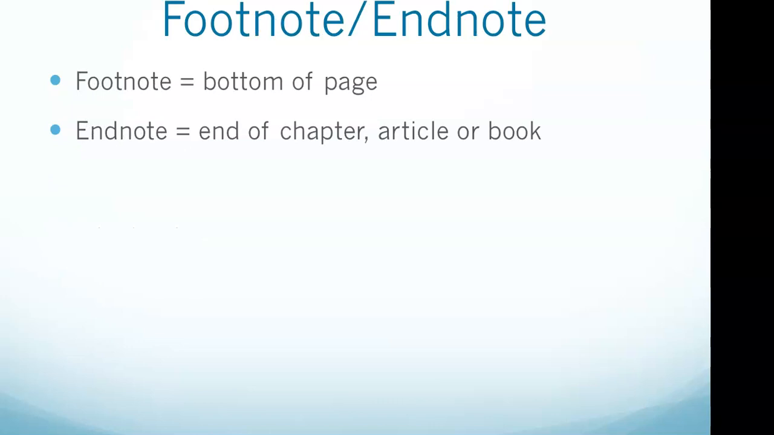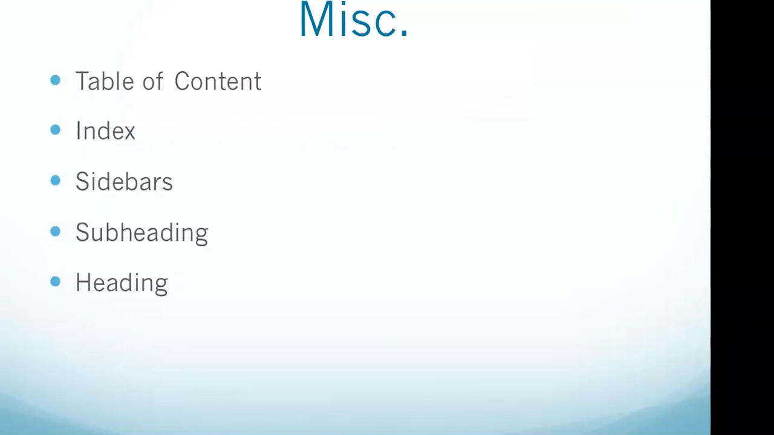In regards to footnote and endnote, footnotes will just show up at the bottom of a page, while endnotes will tend to show up either at the end of a chapter or an article or at the end of the whole book. It's really all you've got to know there with footnote and endnote. And then a few miscellaneous ones that will show up.